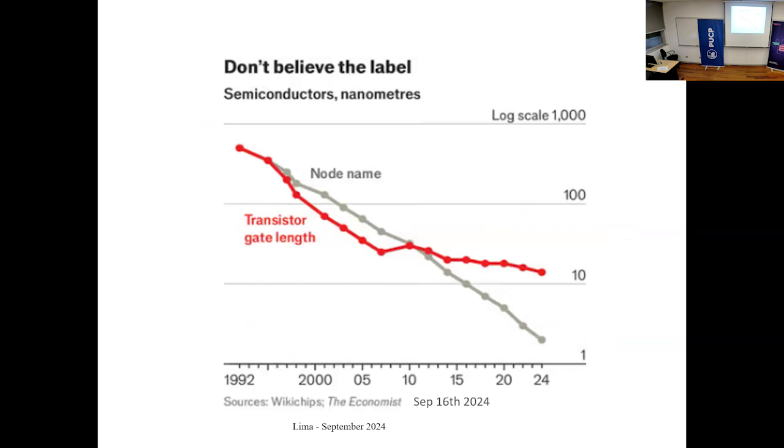This is interesting. In the very beginning of integration, the node name was the gate length, but nowadays, look here, this is the transistor length, and the technology is called 2 nanometers or 3 nanometers, the node name, but the real channel gate length is around 15 nanometers. It's just marketing. Just marketing.